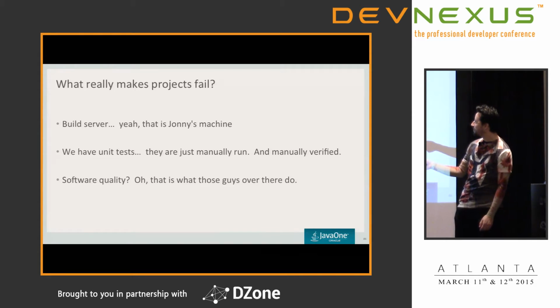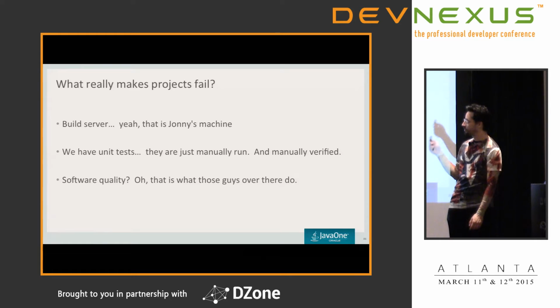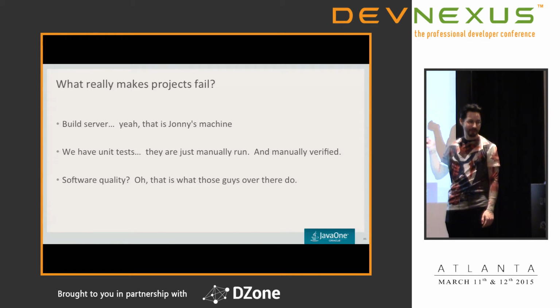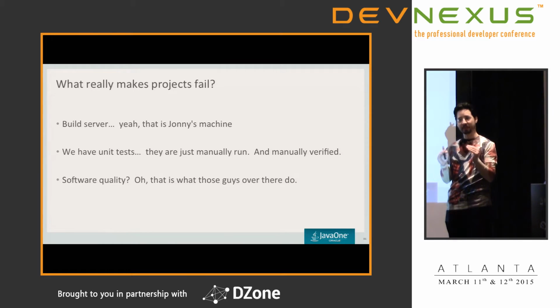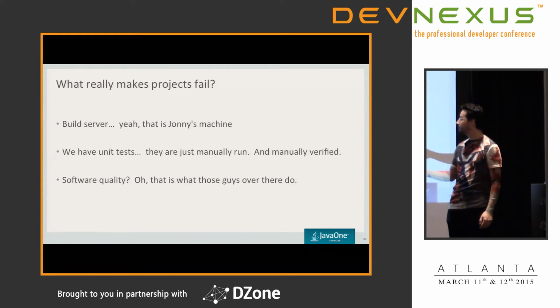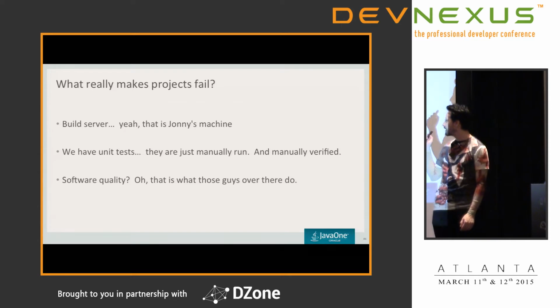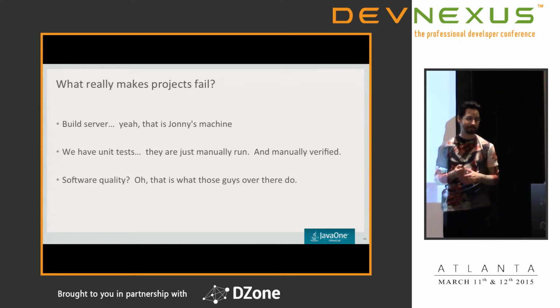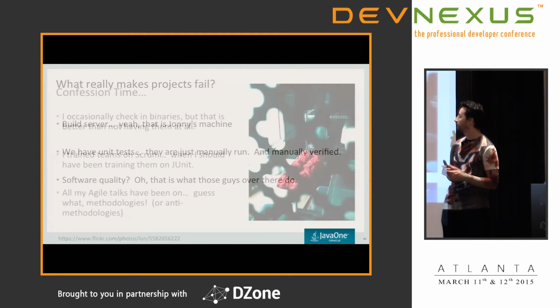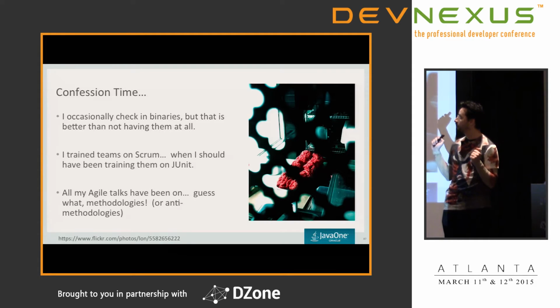Okay. We have unit tests. They're just manually run and manually verified. Right? I had people who would, with a straight face in a meeting, tell me, yes, we have unit tests. And I would check the code base, and there would be checked-in main methods with no assertions. Okay. Anyway, software quality. That's what the guys over there do. Throw it over the wall. Very common anti-pattern.